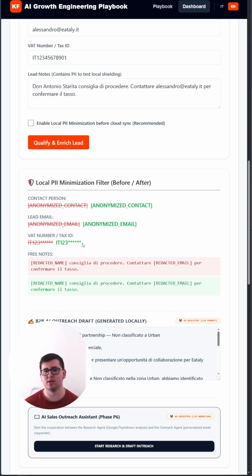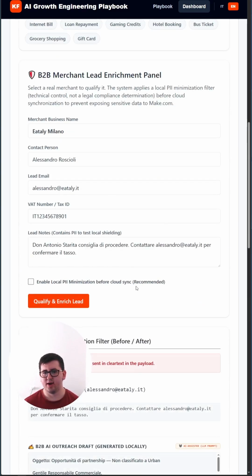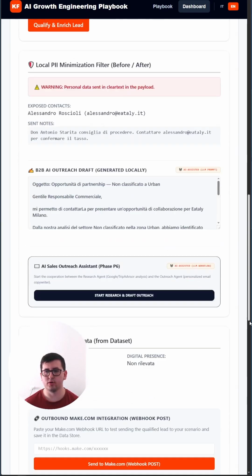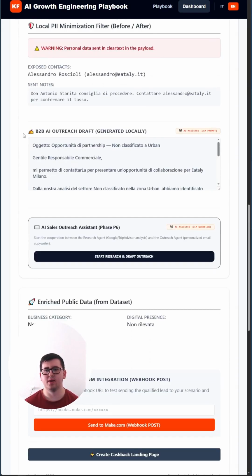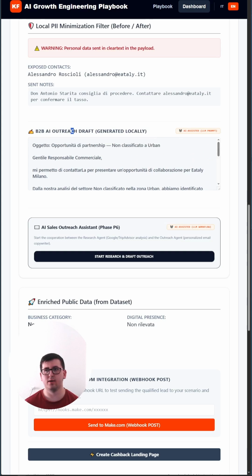So in this mode, people are not gonna see the information, the contact of the person, the email, and other sensitive information. So after qualified and reach, of course, we're gonna have a warning here because I built it like that. We can even use AI for maybe an outreach draft, so building an automatic response.